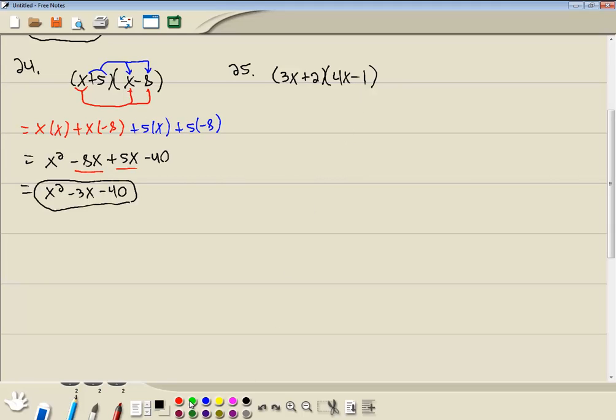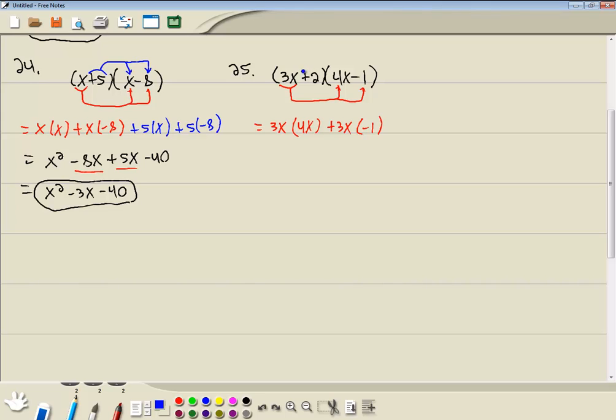Okay. It says FOIL again, but again we know that this is foiling. It's just drawn with lines. So multiply the 3x times the 4x, and 3x times negative 1. So the first of each, 3x times 4x. Then 3x times negative 1, the outer. So the 3x and negative 1s are outer.